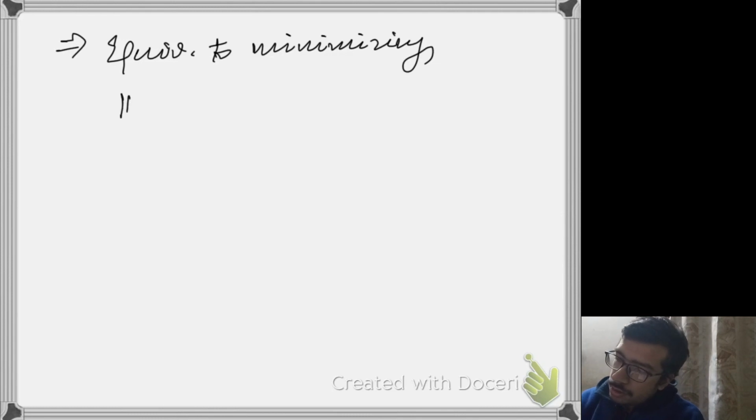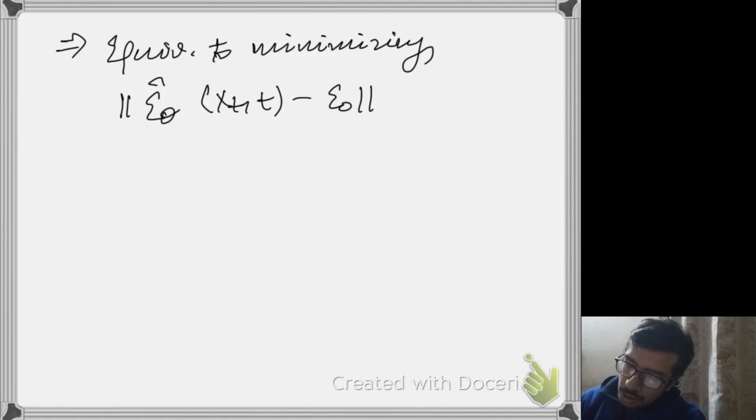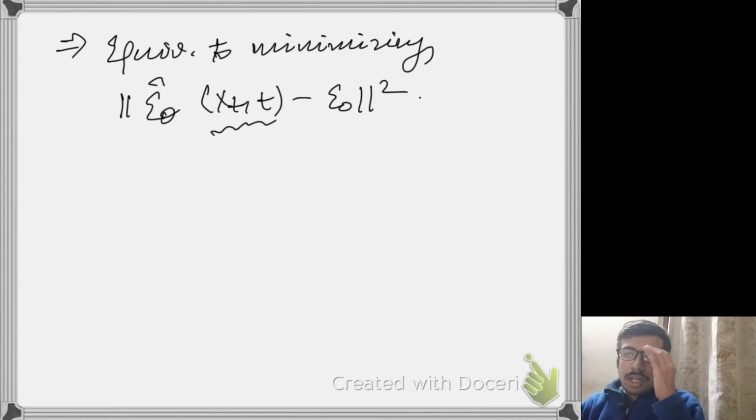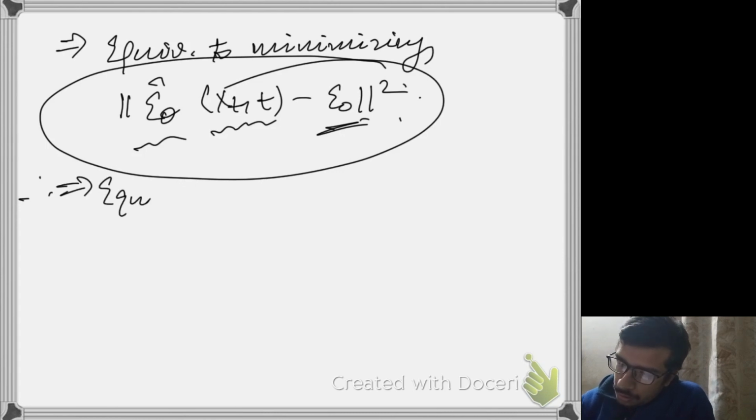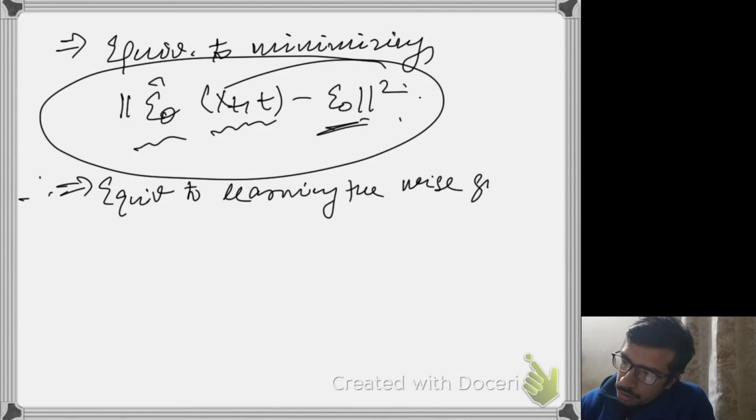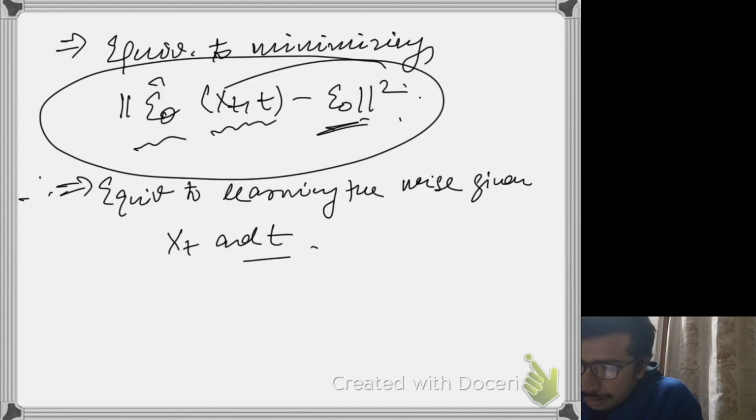minimizing the difference between this approximation to noise and this original noise, right? So given xt and t, I try to recover back my noise, which is epsilon naught, and this is how I'm going to approximate it, and therefore basically this is equivalent to learning the noise given xt and t.